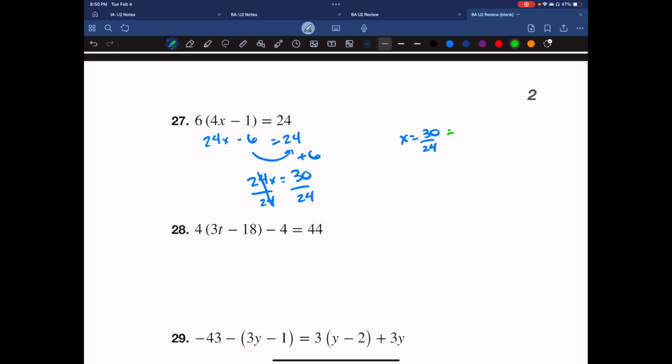6 goes into both of those. So if I divide both of these by 6, all right, that's going to be 5 on top, 4 on the bottom. And now that is simplified. Check my signs. Everything looks good. 5/4.